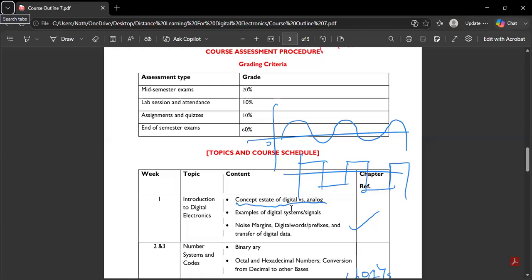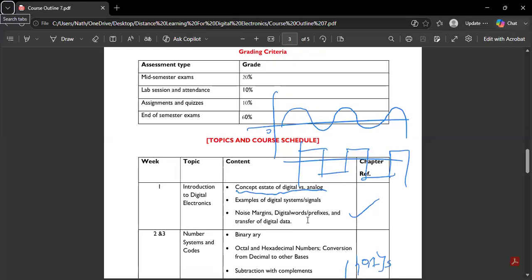A digital system allocates a resource, each resource, towards synchronization. But in another system, it's not like that. It varies. Analog doesn't depend on synchronization. So this is one disadvantage of a digital system over analog systems. Then we look at digital words and prefixes.